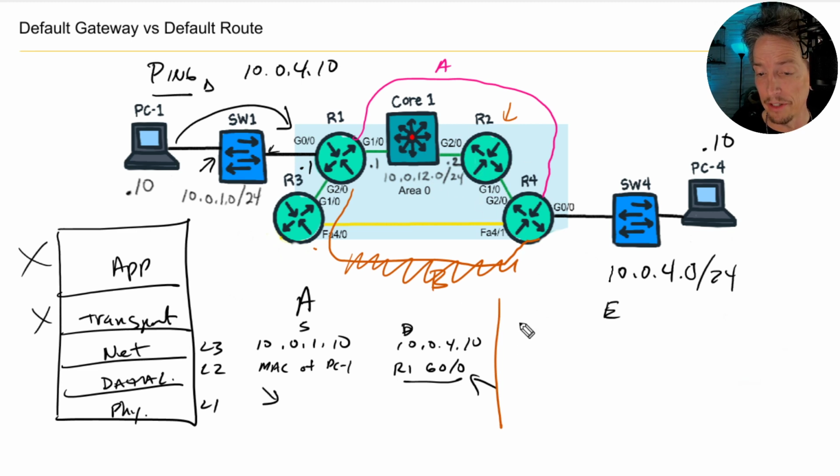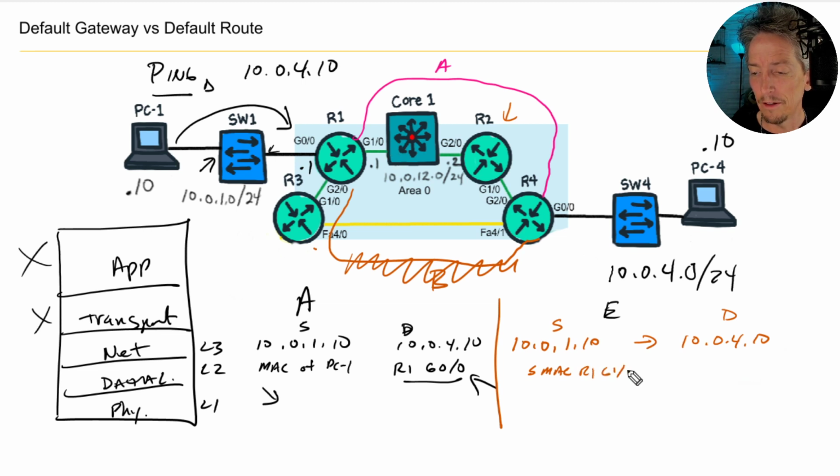So when R1 forwards it, the source address is going to be 10.0.1.10, still coming from PC1. And the destination is still going to be 10.0.4.10, because that hasn't changed. But what is going to change is R1 needs to forward this to the layer 2 address of R2. So the source MAC address at layer 2, if we were to look at it on this segment between R1 and R2, when R1 encapsulates it and rewrites the layer 2 header, the source MAC is going to be R1, and I will put gig 1/0, because that's literally what it is.